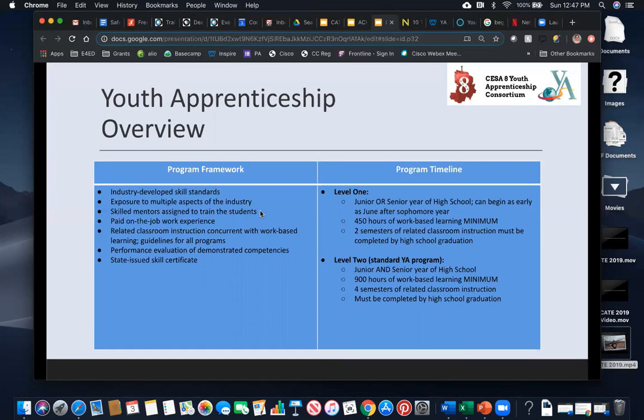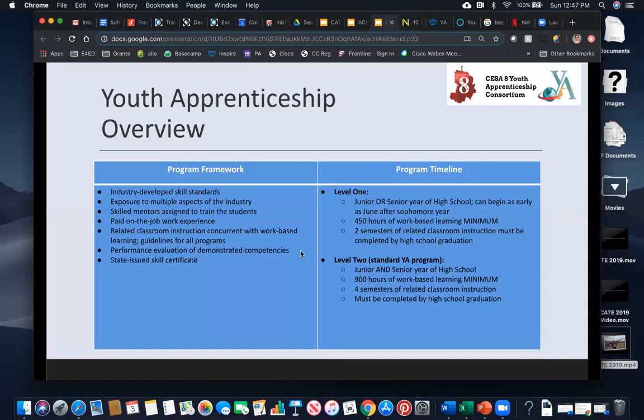Students are given paid on-the-job work experience. They also have related classroom instruction concurrent with that work-based learning. Every student is taking at least one class per semester that goes along with the learning that they're doing on the job. There is performance evaluation of the demonstrated competencies, and at the end of their program, students will be given a state-issued skill certificate.